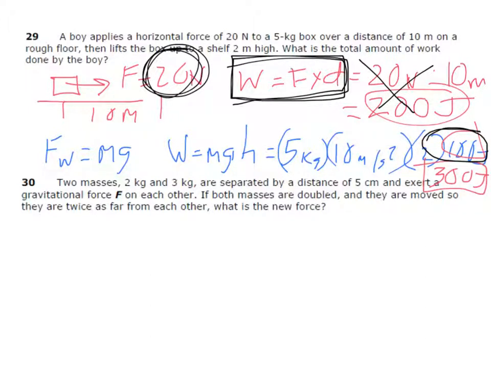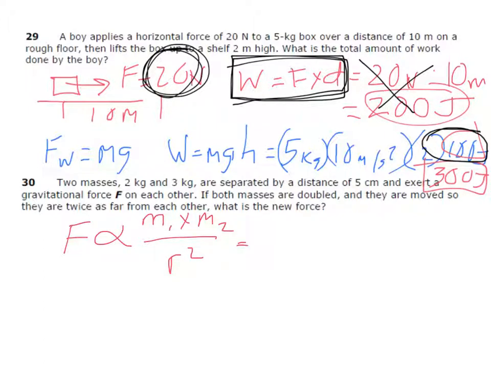Two masses, 2 and 3 kilograms, are separated by a distance of 5 centimeters and exert a gravitational force F on each other. If both masses are doubled and they move so they are twice as far from each other, what is the new force? This can be treated as a ratio question. There's no need to actually calculate the exact force. We've been given all we need by being told that we're doubling masses and distances. So really we can treat this as a ratio. The force is proportional to the product of the two masses, M1 and M2, over the distance between them squared. That's the inverse square law.